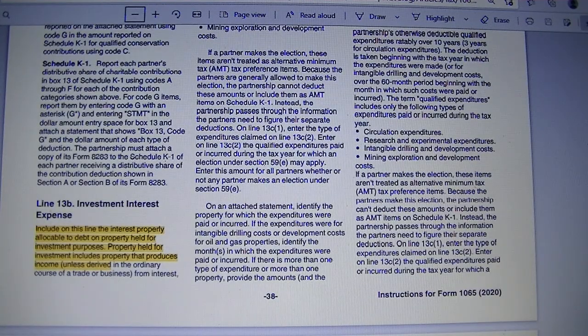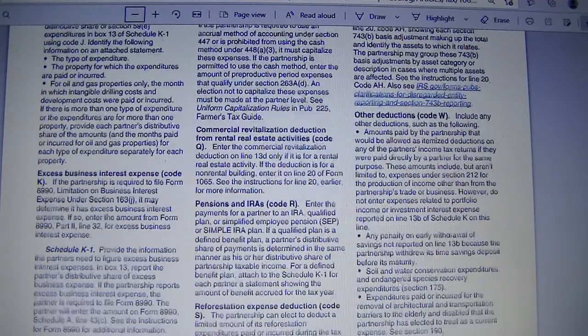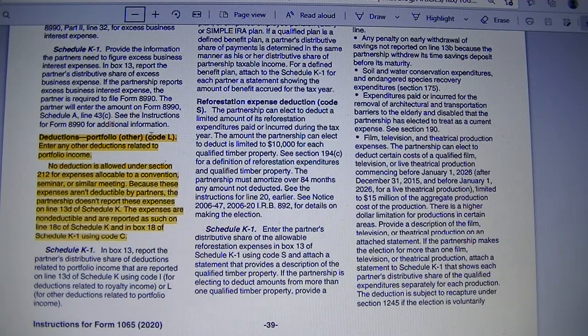And we can use an example. Portfolio, other, code L: enter any other deduction related to portfolio income. No deduction is allowed under section 212 for expenses allocable to a convention, seminar, or similar meeting. So if you have portfolio income and a seminar trip that you take, expenses related to that are not going to be reported on that line because those expenses are not deductible by partners. So the partnership doesn't report those expenses on line 13D, and they tell you where that would go, but it's not why we are here.